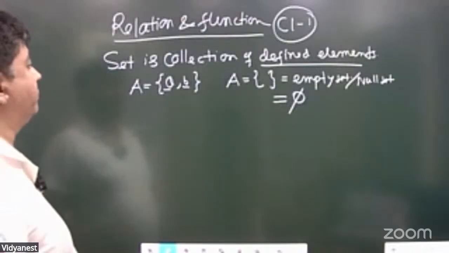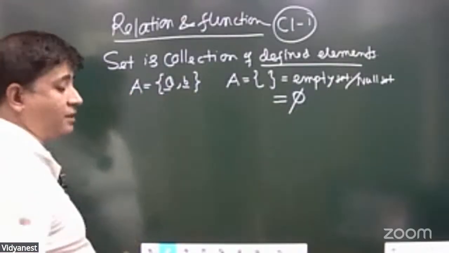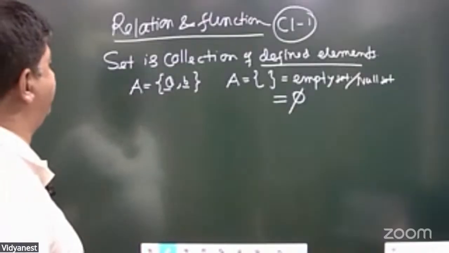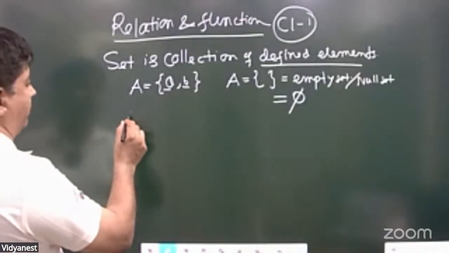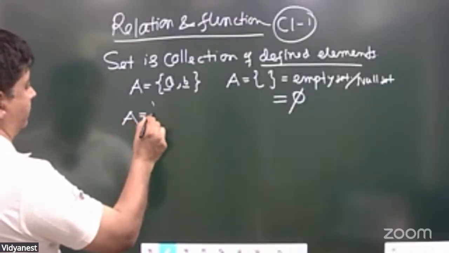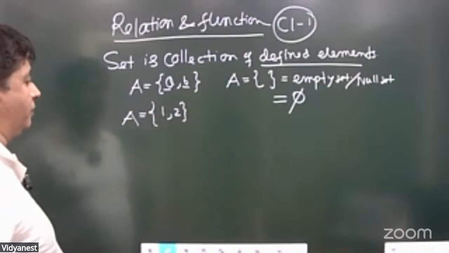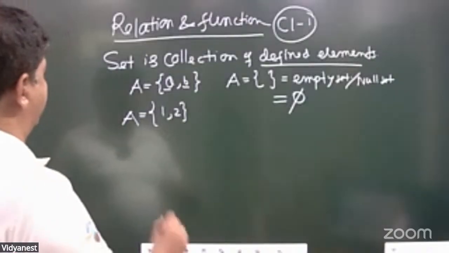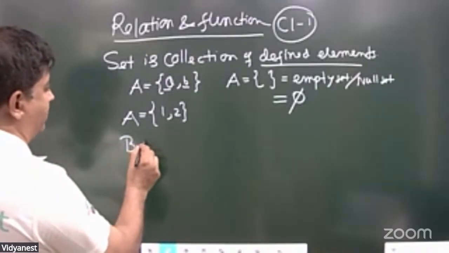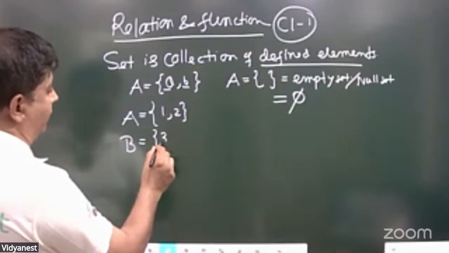Now let us take two sets of such type. Suppose there is a set A which contains two elements, 1 and 2, and another set B contains two elements, 3 and 4.